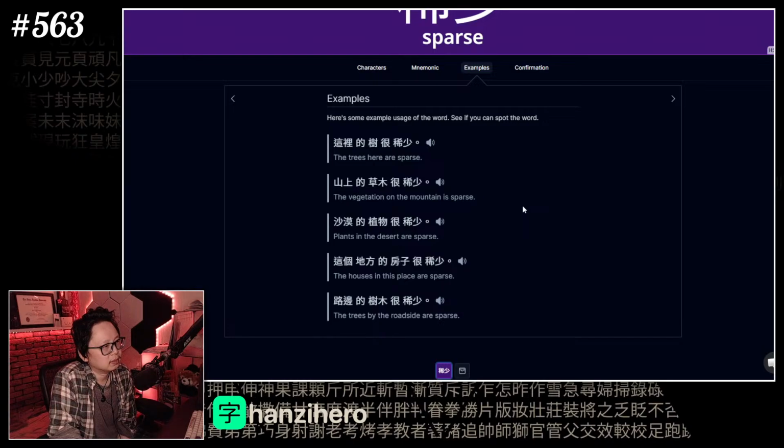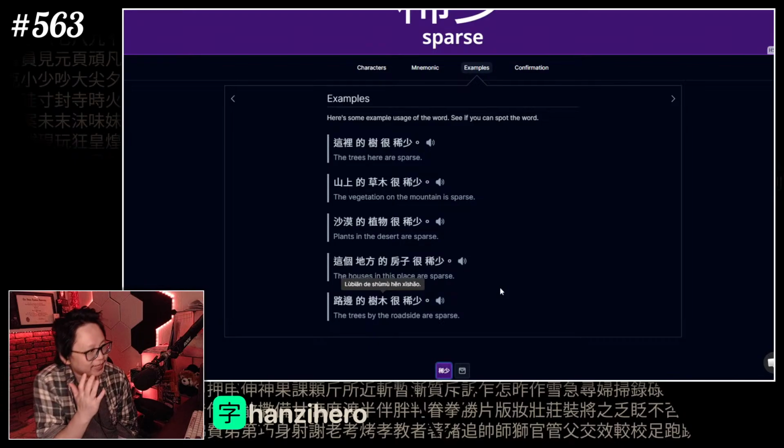沙漠的植物很稀少。Heckin 植, oh wrong location. I'm thinking of 真 from the right, but it's 植. Forgot it's a plant. Plants. I took the 真 from the right, but it's 植. This one's 植物. 这个地方的房子很稀少。Fair enough. 路边, or 路旁的树木很稀少。路边的树木很稀少。Again, I got 边 mixed up between 旁 and 边.